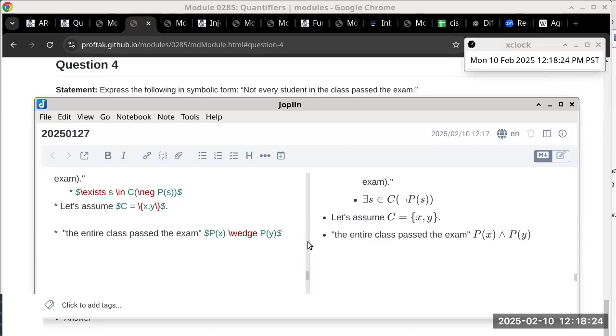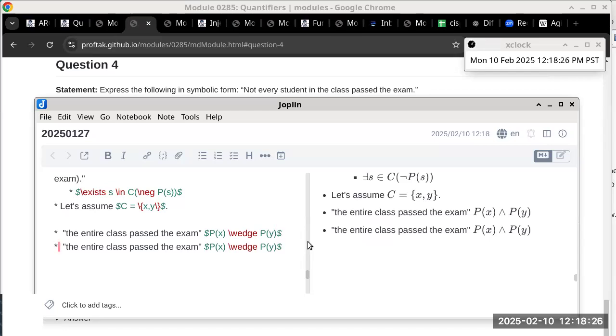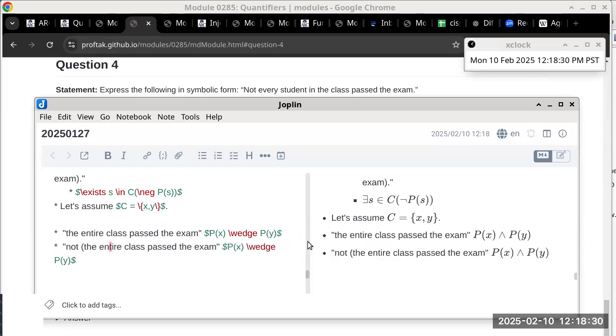Okay, so we're gonna do some Boolean algebra here. So now you can say, what about that is not the case? Well, that's an easy one because all we need to do is to put a negation here and around the entire thing. Is that okay so far? Okay, that should be fairly straightforward because we are just negating the fact that the entire class passed the exam.